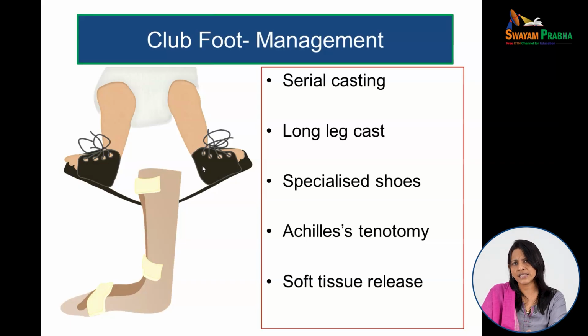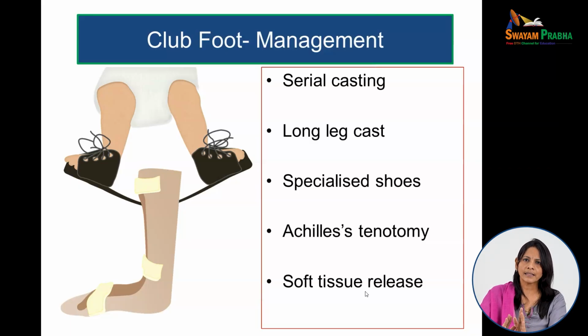Now, if it is very severe and the casts do not work, then the surgeon goes for tenotomy, that is releasing the tendon. The contracted tendons have to be released. The main tendon that is usually released is the tendo Achilles because that is the main cause for the equinus position and the varus position. But then the soft tissue release, the other ligaments and the tendons also may be released depending on what is involved.